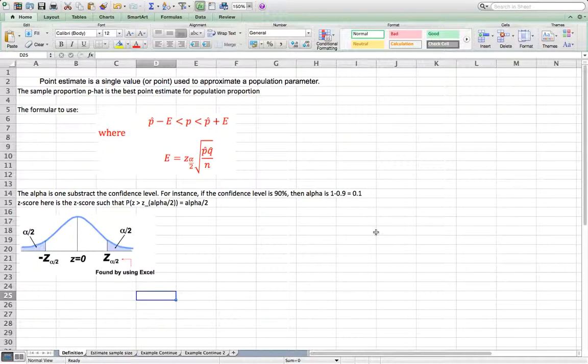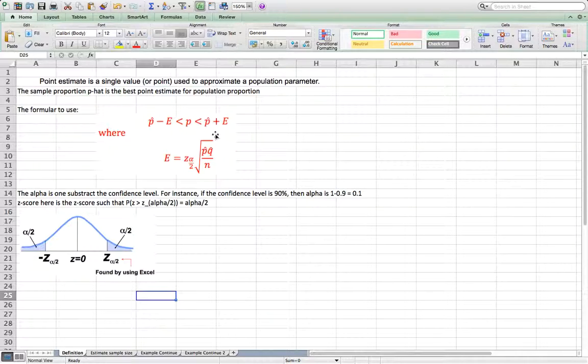This video is recorded to help my students understand how to do the calculation related to estimating the population proportion. A point estimate is a single value or point used to approximate a population parameter. The sample proportion p hat is the best point estimate for the population proportion.